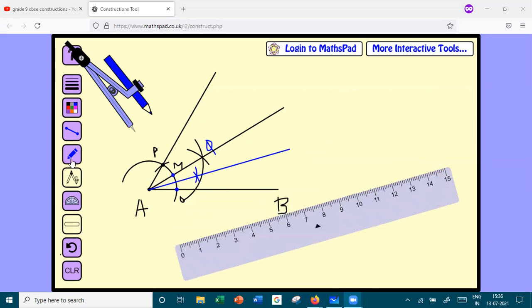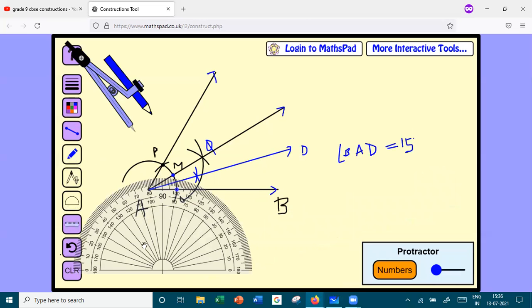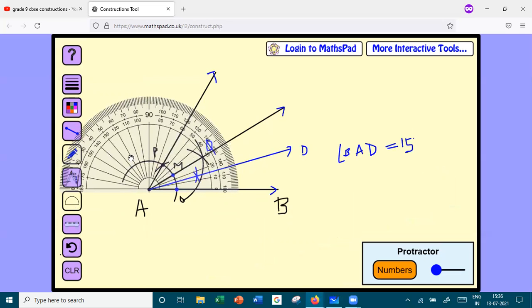Okay. So now this which I've got, let me label it as, let's say D. So all these are rays. So angle BAD should be 15 degrees. Shall we quickly measure it? What it comes to be? Exact it is. So yes.